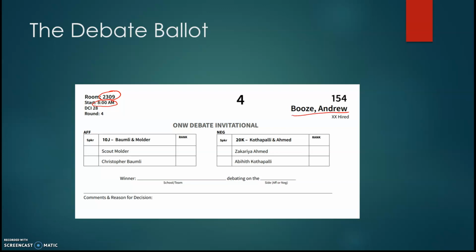This would be your name here. You'll have some kind of codes for the 2 teams. Sometimes those codes will tell you what schools the teams are from. Sometimes there'll be some kind of a numerical code as you see here. And then you'll have the debaters' names. Below that, you'll have some way to indicate who won the debate and a space to write your comments.